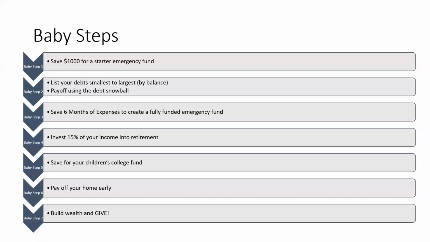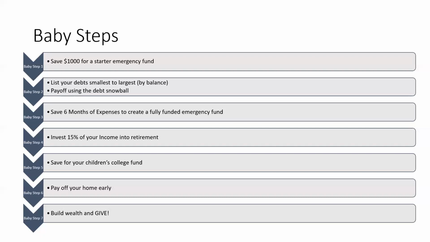Baby step 5, if him and Anna do get married, have children, he will want to set money aside for their college fund. Again, we can play that out in the scenario as it progresses. And if Victor does buy a home, any extra money that he can apply towards his mortgage, he's going to do that to pay off his home early. And then there's baby step 7, the really lucrative part, building wealth and giving.